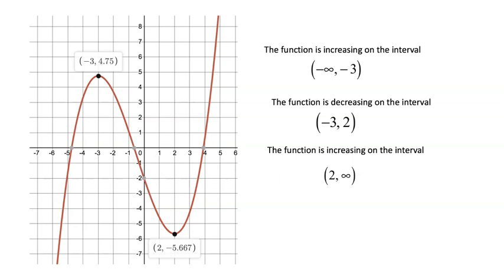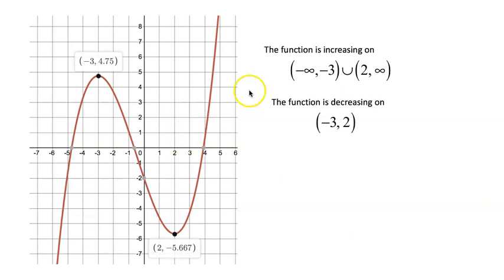So we have it increasing on two intervals, negative infinity to negative 3 and from 2 to infinity. We have it decreasing on one interval. When we have it increasing on two intervals, we usually say it's increasing on the union of those two. So here's how we say that. We say the function is increasing on the interval negative infinity to negative 3 union 2 to infinity. That's the set where it's increasing. From here to here, together with from there to there. And it's decreasing from negative 3 to 2.